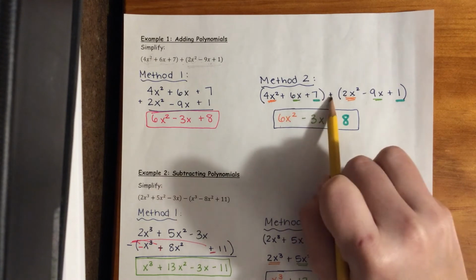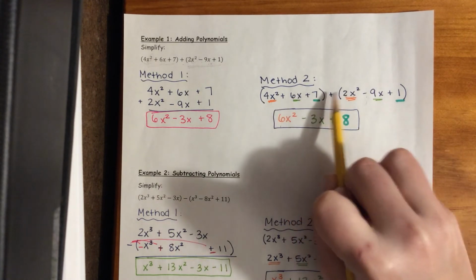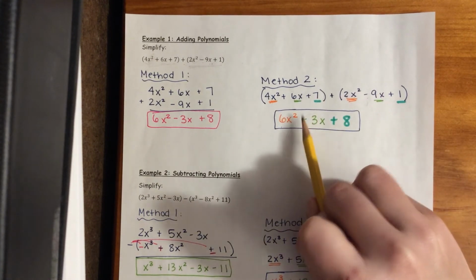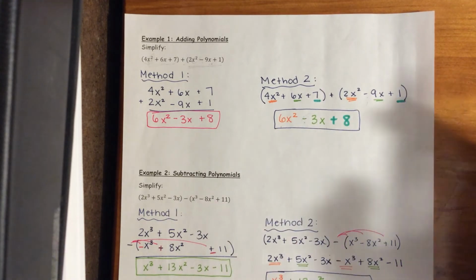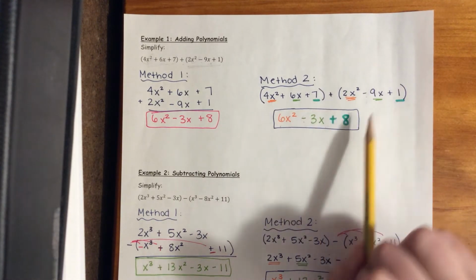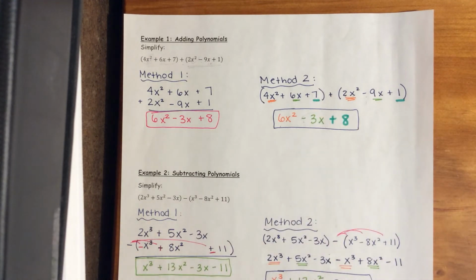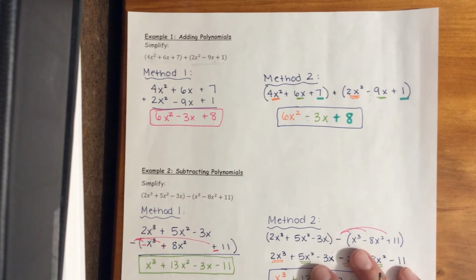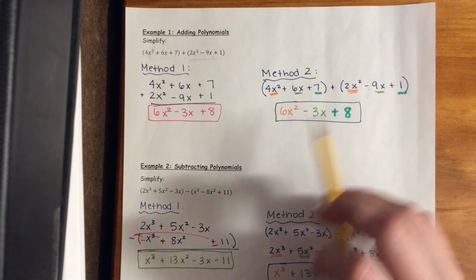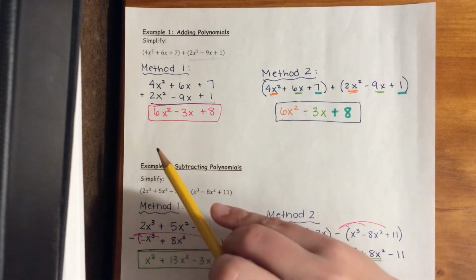Then we have 6x plus negative 9x. So 6 plus negative 9 gives us negative 3, and keep the x the same. 7 plus positive 1 gives you 8, and you're done. Okay? Now, if you don't like writing it out horizontally and you like writing it vertically better, hey, you do you.